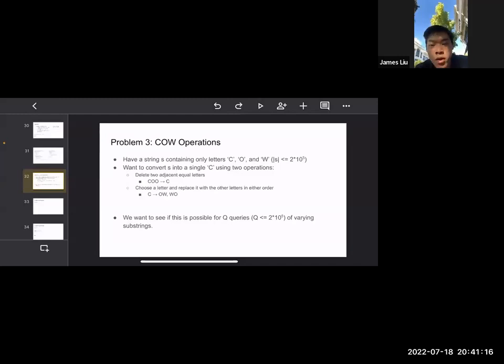So we have these 2 operations, right? And we want to see if we can convert some arbitrary S into a single C. We are given Q queries, up to 200,000 queries, of varying substrings.